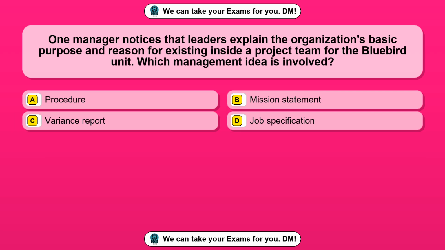Question 92. One manager notices that leaders explain the organization's basic purpose and reason for existing inside a project team for the Bluebird unit. Which management idea is involved? Option A, procedure. Option B, mission statement. Option C, variance report. Option D, job specification. The correct answer is option B, mission statement.